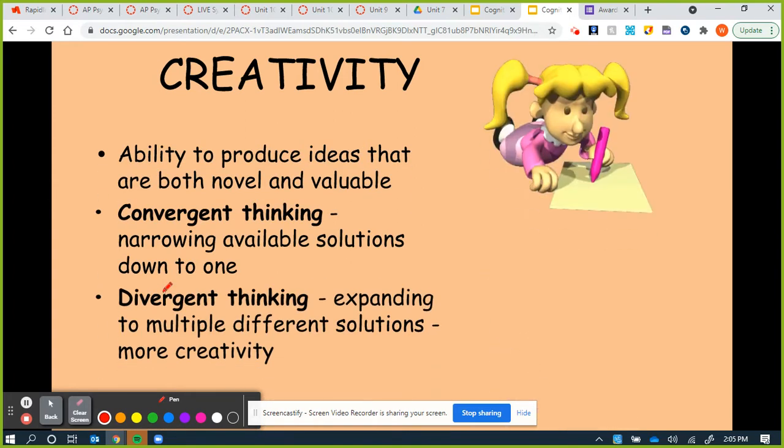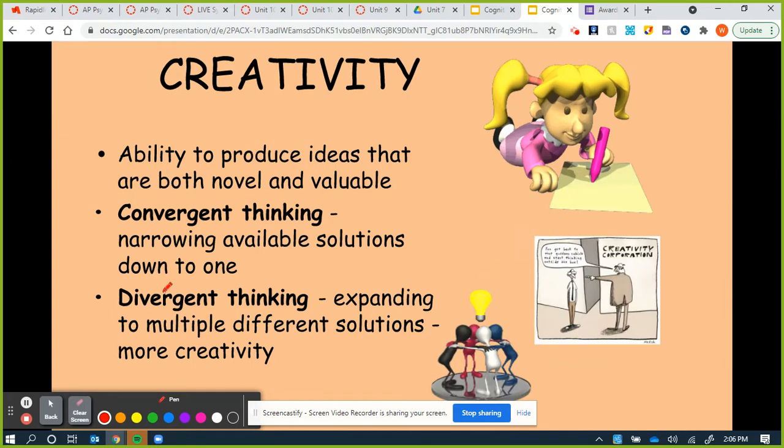Okay, creative thinking. Creativity is our ability to produce novel ideas. Convergent thinking is a type of thinking that a lot of times gets in the way of creativity. Convergent thinking is basically thinking inside of the box. It's like a multiple choice problem. You're given multiple different options, and then you have to narrow it down to one.